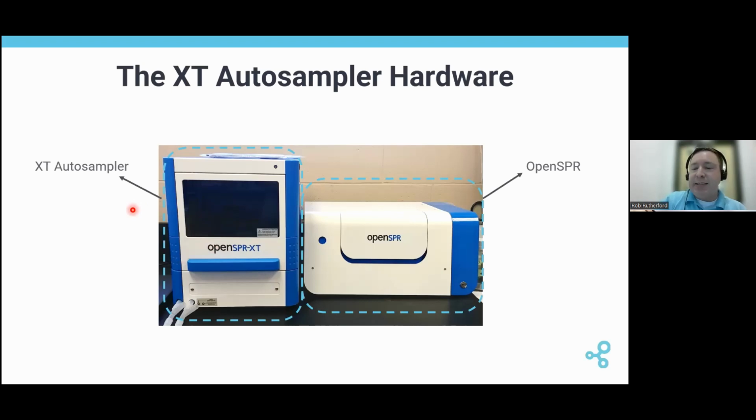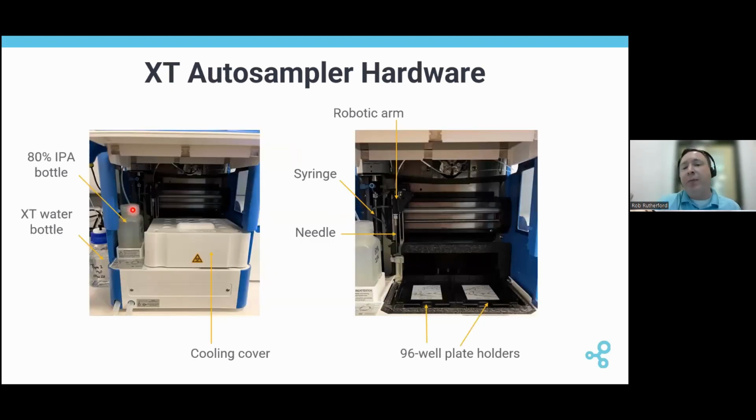So the XT itself, basically, if we open up the lid to this, you can see inside. So there's two different bottles that you're going to interact with. One is on the right-hand side. You want to make sure this is filled with water.